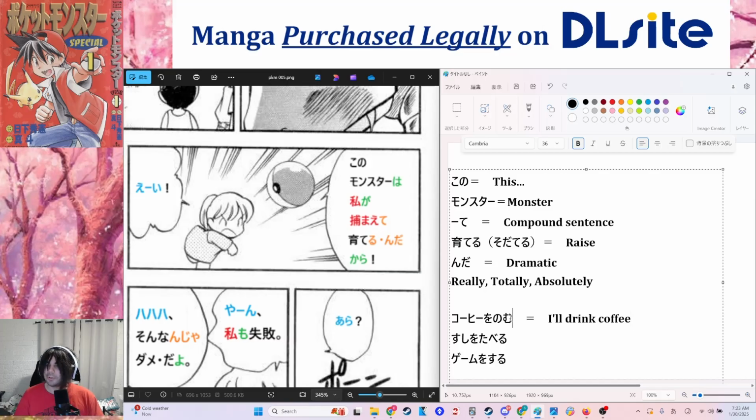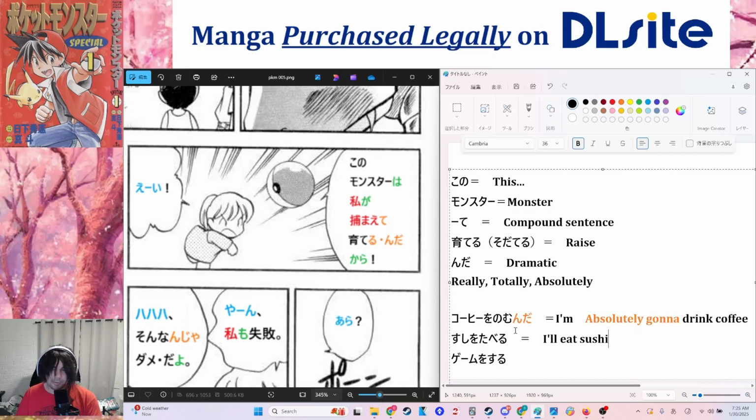Now, if I were to add the nda to make it more dramatic, the full sentence would be kohi o nomunda. So kohi o nomu is just making the statement, I will drink coffee. Now, if I end it with nda, then I'm adding a bit of drama to the sentence, in that, oh, I'm absolutely going to drink coffee. For some reason, I'm just very emphatic about the fact that I'm about to have some coffee. I'm very excited about it. I'm really going to drink some coffee, or I'm totally going to drink some coffee. All of those things match the nda ending here.